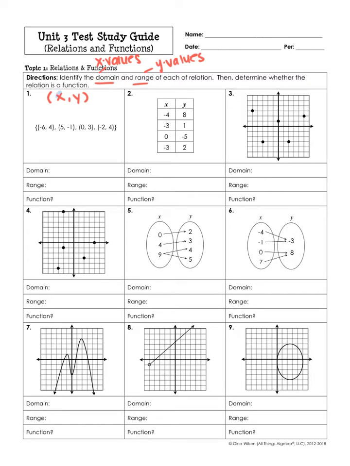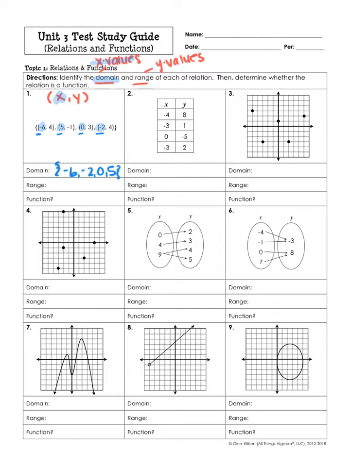And remember that the x coordinates, our x values, are the domain. So our x coordinates would be -6, 5, 0, and -2. The other thing we have to remember when we write domain, we have to write it in order from least to greatest. So our smallest number is -6, then -2, then 0, and then 5.